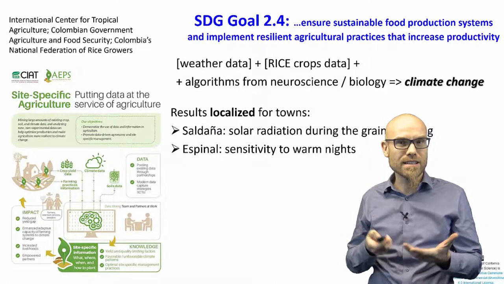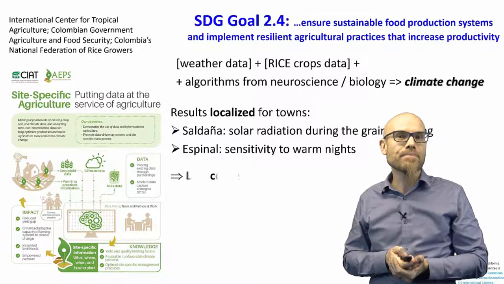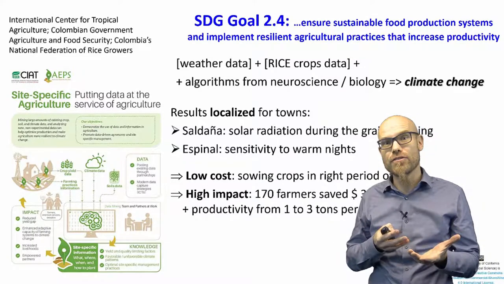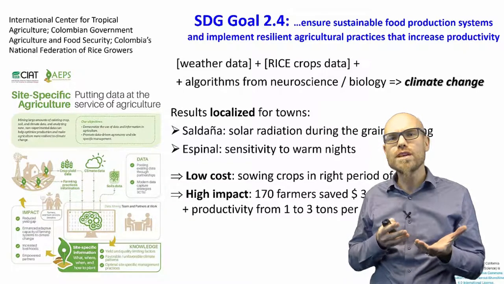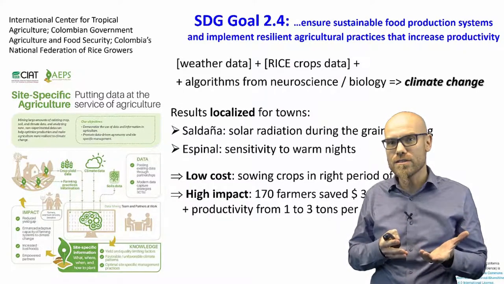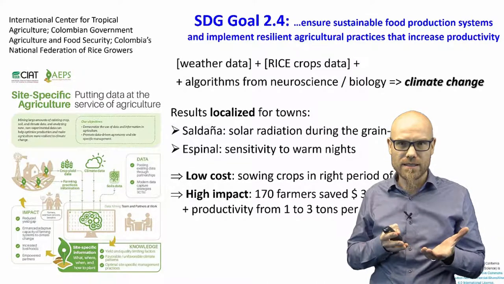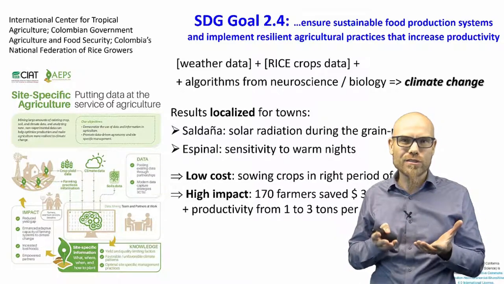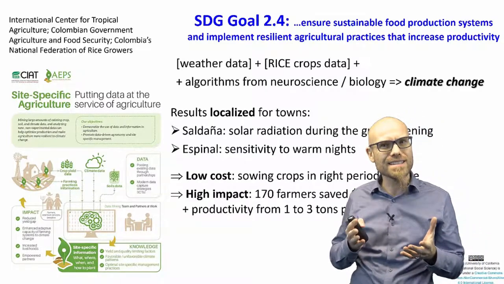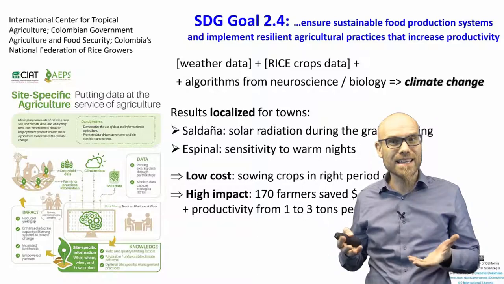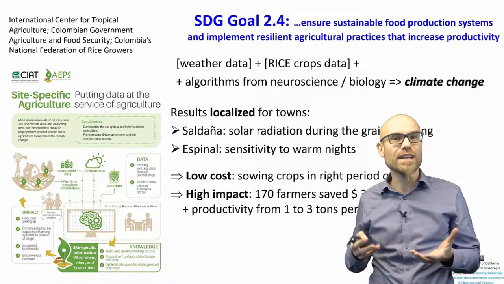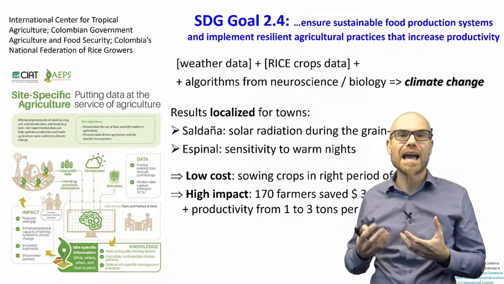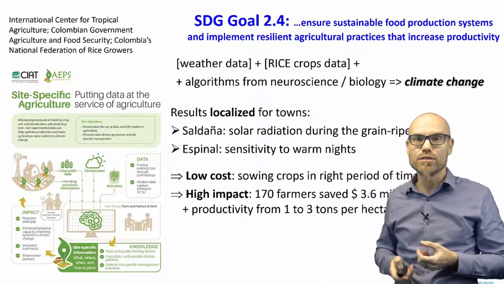What actually happened is a low-cost solution. And the 170 farmers that were informed with this information were able to save $3.6 million and triple the productivity, from 1 ton per hectare to 3 tons per hectare. That means they also tripled their income, more or less, right? And that really gets you out of poverty, right? So how do you get out of poverty here? Well, with pure information, by making use of the digital footprint, analyzing it, and producing insights.